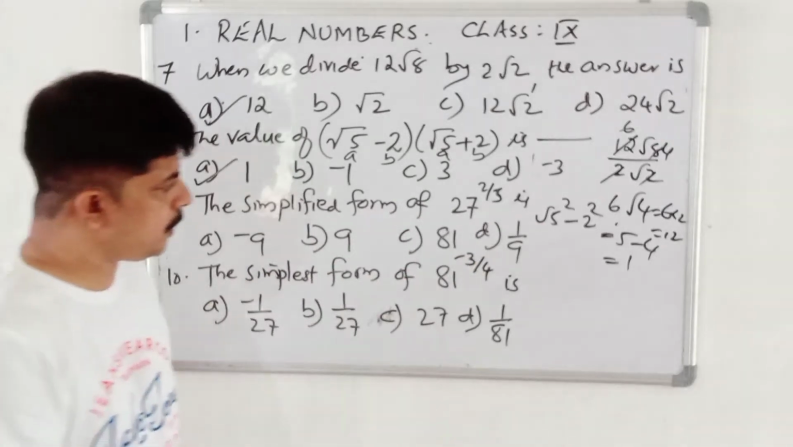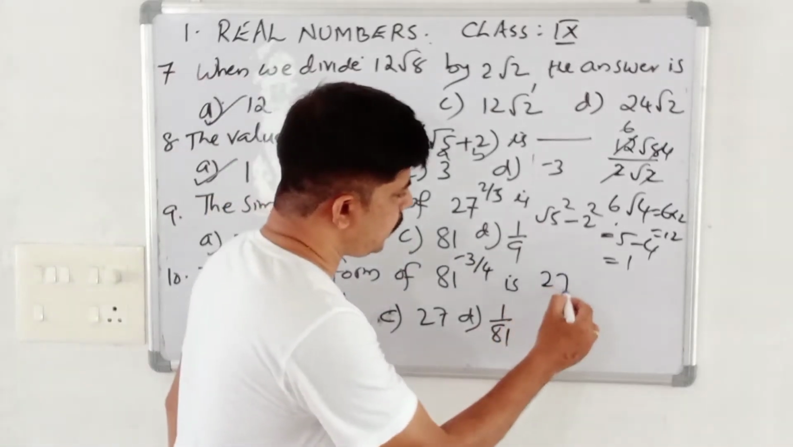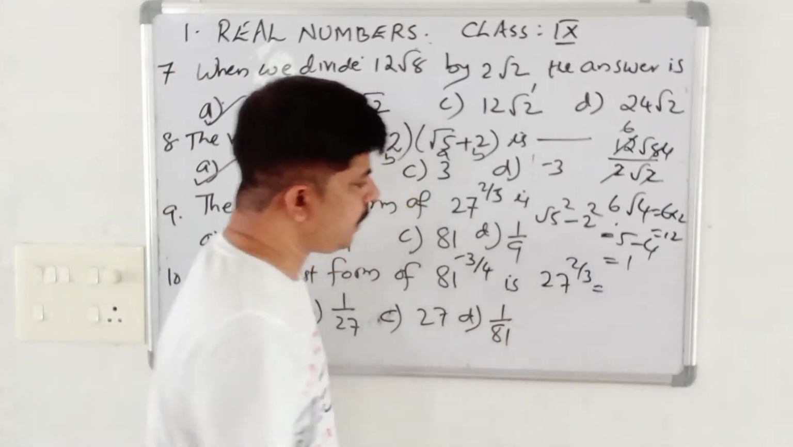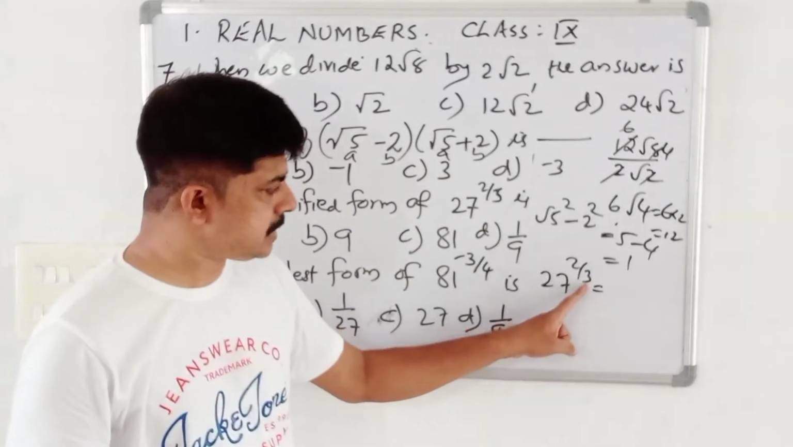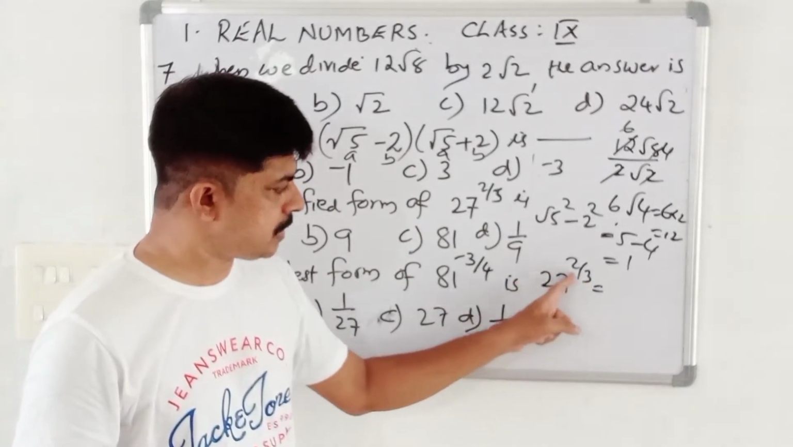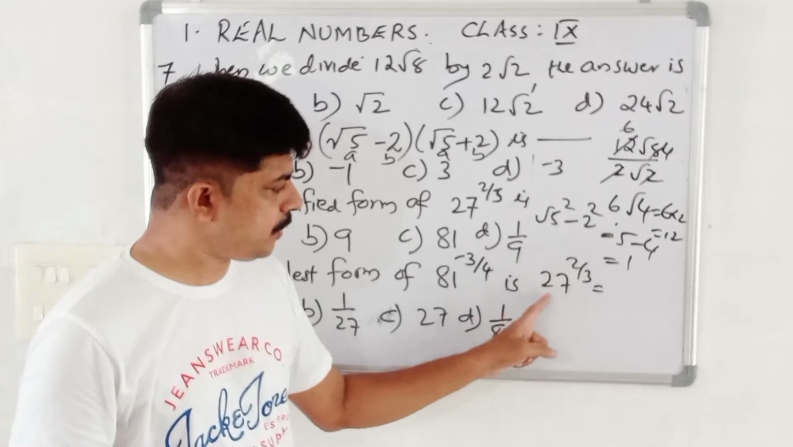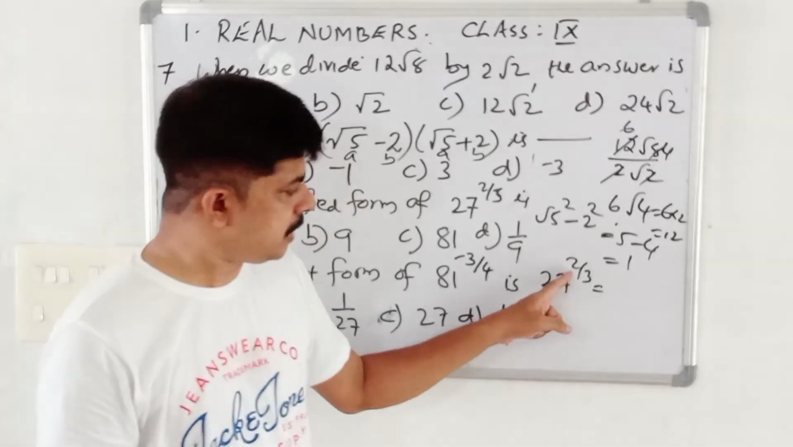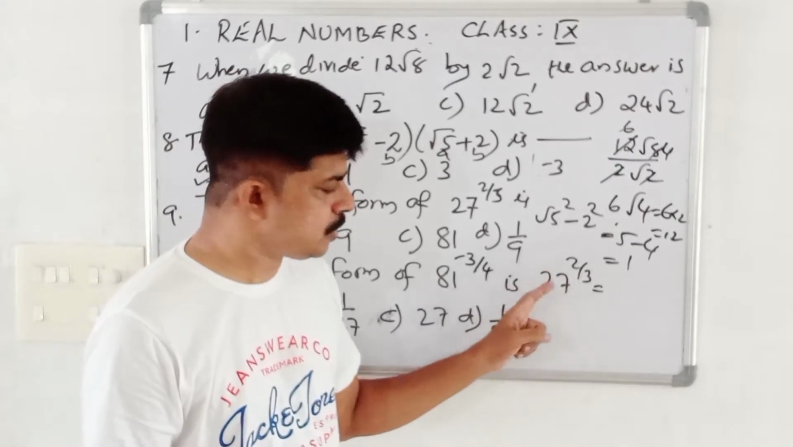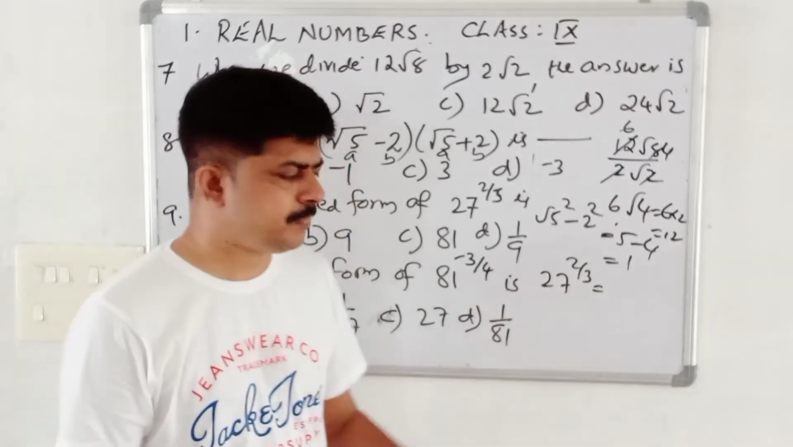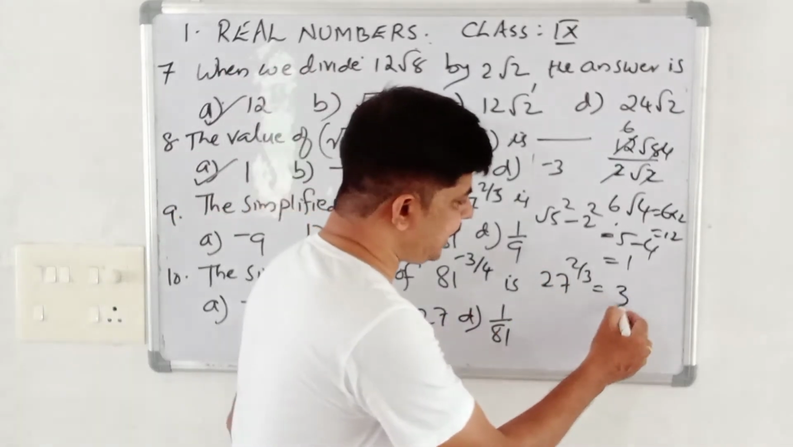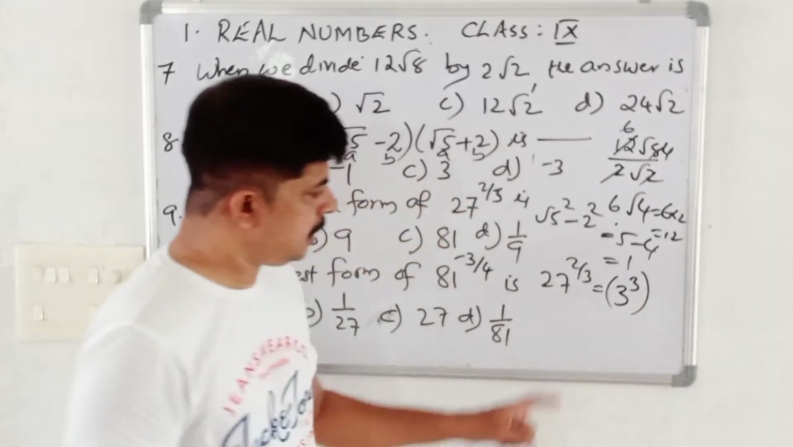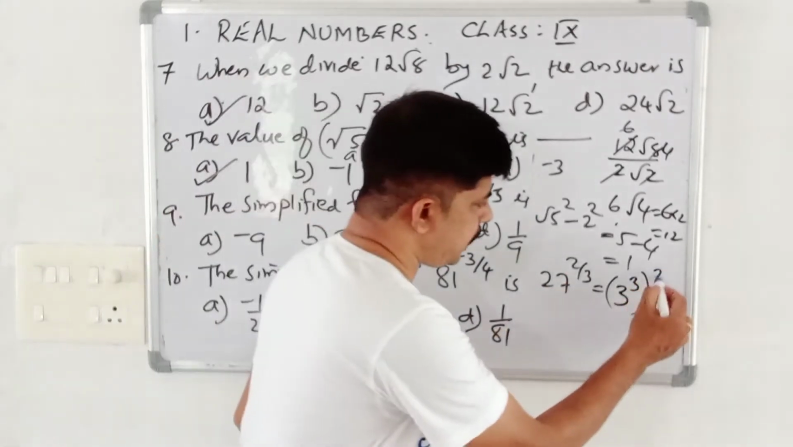What is the simplified form of 27 raised to 2 by 3? We have to simplify. Since the denominator is 3, we have to take the cube root of 27. Is 27 a perfect cube? Yes, 27 is a perfect cube. 27 can be written as 3 raised to 3, whole raised to 2 by 3.